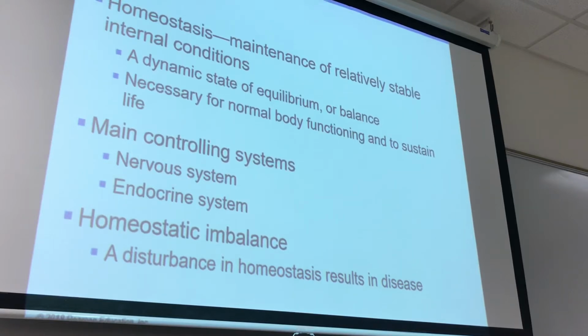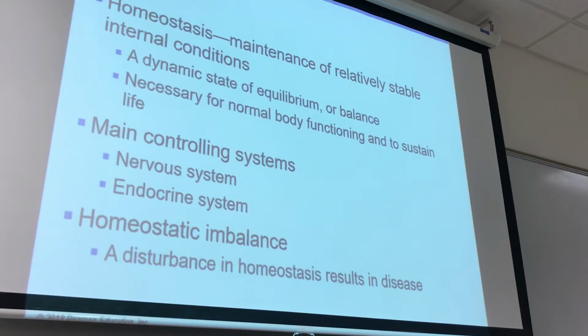Pulse rate is supposed to be anywhere from 60 to 90 or 100 beats a minute, right? If our resting pulse rate is too high, that's a sign our heart's working too hard. It's a disease. If it's beating too low, equally problematic. So that 60 to 90 we'd call homeostasis. 120 over 80 is homeostasis.